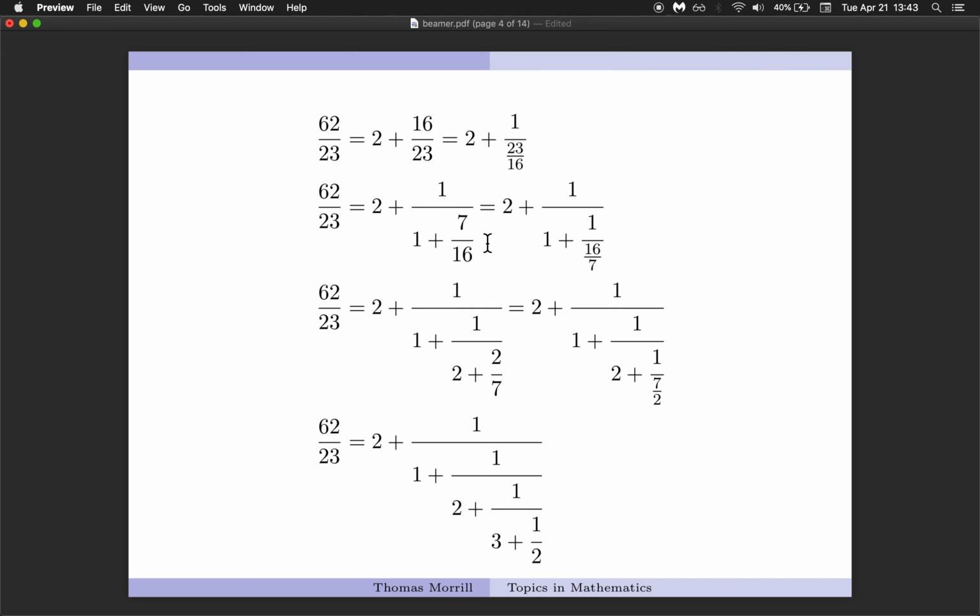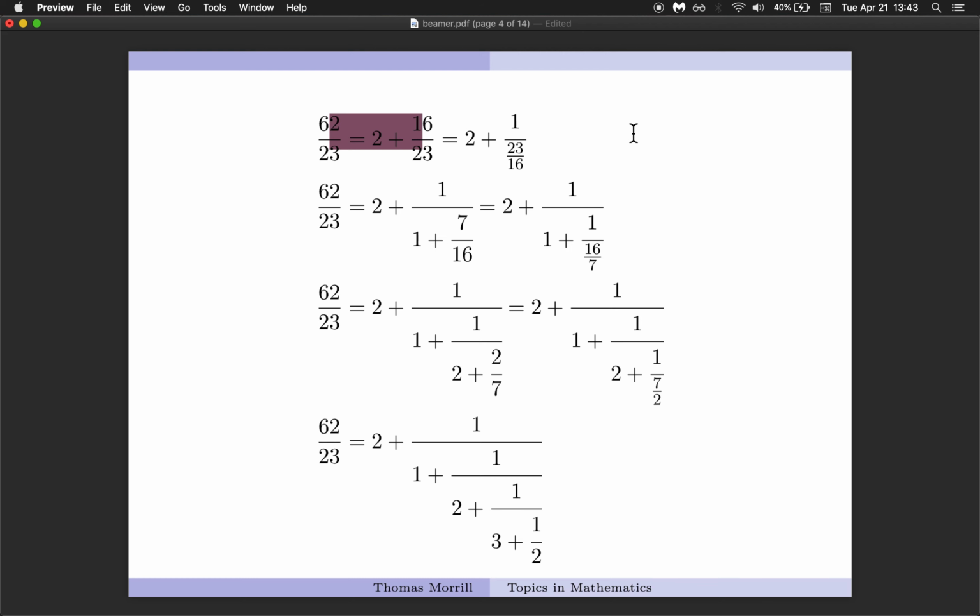Well, how did I get that? I know that 23 goes into 62 twice, but 3 times would be too many. So I can break this fraction into its mixed fraction form, 2 plus 16 on 23. That would be my first step, just what I have highlighted here.